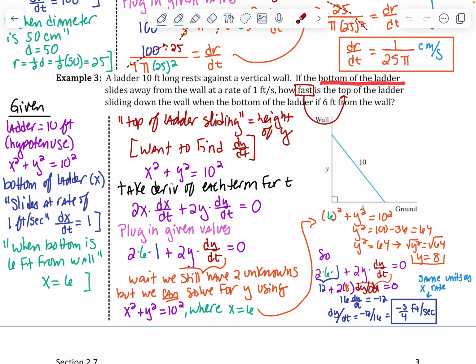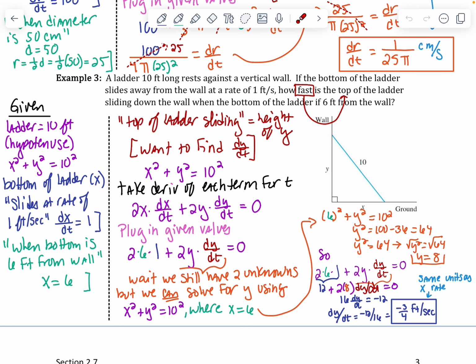And next it says the bottom of the ladder slides away from the wall at a rate of 1 foot per second. So here's the bottom of the ladder and it's sliding along the ground. But because it says at a rate of 1 foot per second, x isn't 1, but instead the derivative of x, which is the derivative in terms of time, dx/dt, is 1. And then it ends with, when the bottom of the ladder is 6 feet from the wall. So when the bottom of the ladder is 6 feet from the wall, this is going to be our x distance of 6.